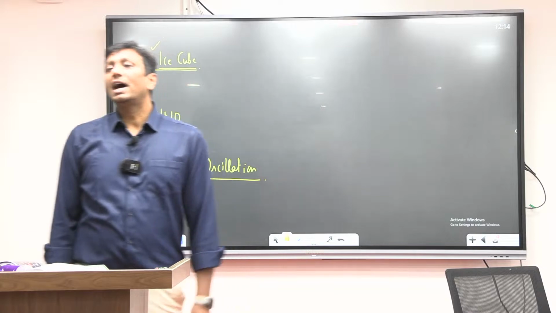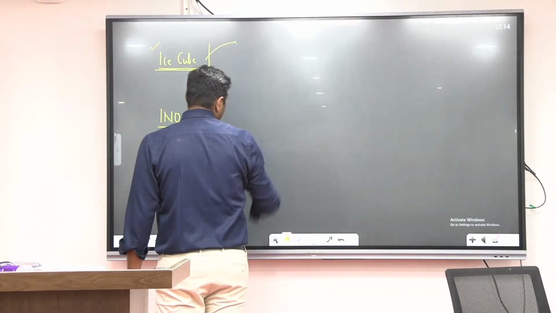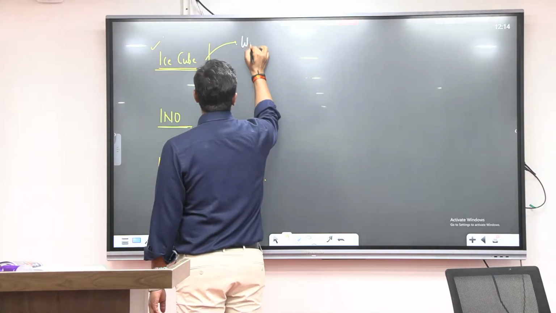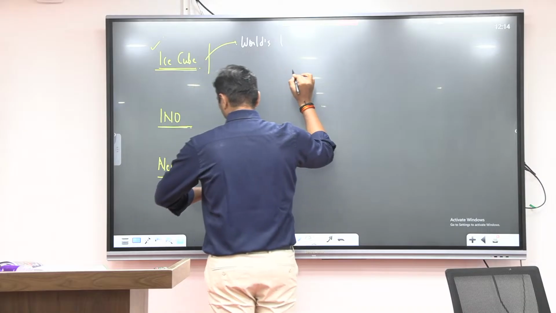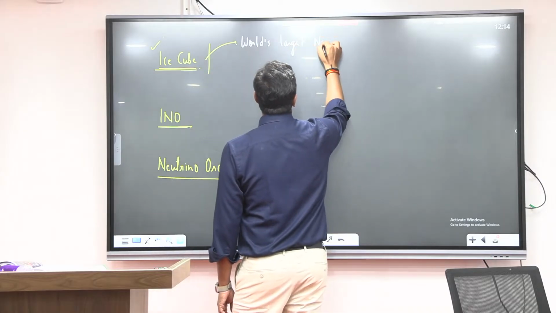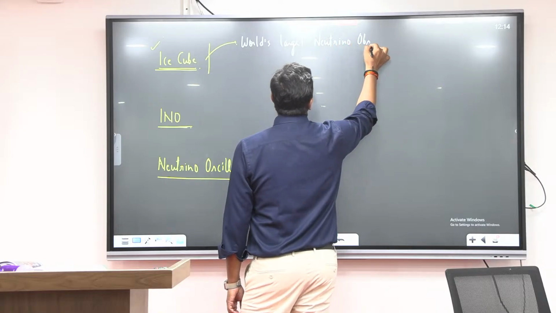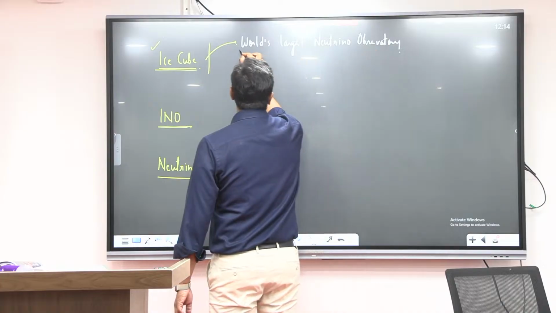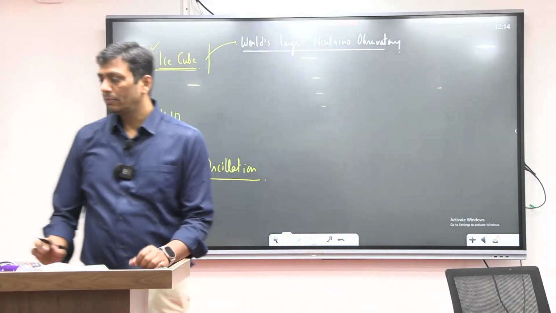Ice cube. What is the ice cube? Actually, guys, this is the world's largest neutrino observatory. What is ice cube? It is the world's largest neutrino observatory.